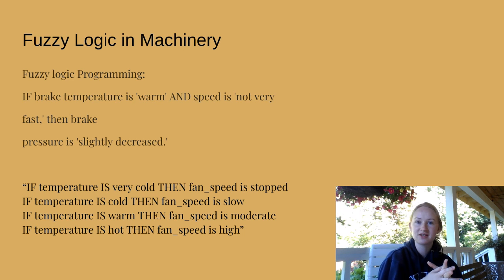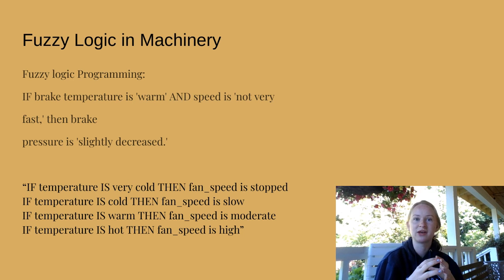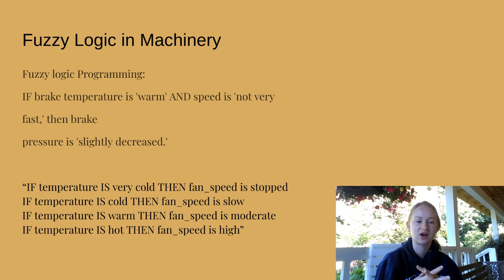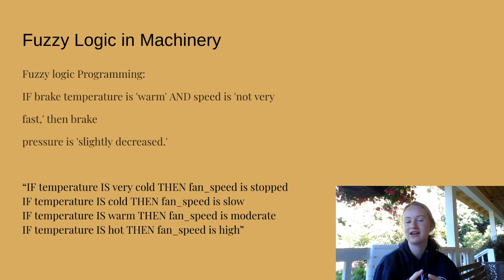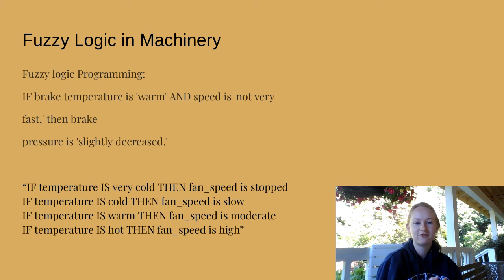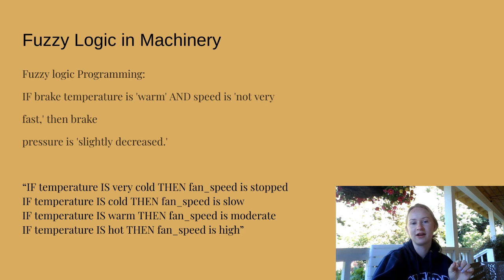And then going back to the thermostat, this original example was the one that helped me understand how it programs into technology. So if the temperature is very cold, then the fan is stopped. If the temperature is cold, then the fan is slow. If the temperature is warm, then fan speed is moderate, and if the temperature is hot, then fan speed is at high. So those things are always adjusting to that first factor, the if-then property.